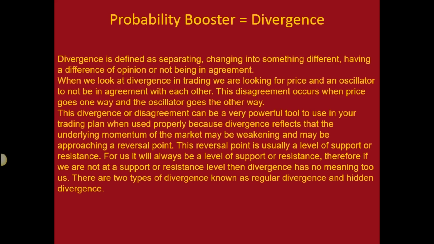This reversal point is usually a level of support and resistance. For us, it will always be a level of support and resistance. Therefore, if we're not at a support and resistance level, then divergence has no meaning to me. All right. So there are two types of divergence, known as regular divergence and hidden divergence. And we're going to be focused on the hidden divergence. It's the one that's hardest to see sometimes.